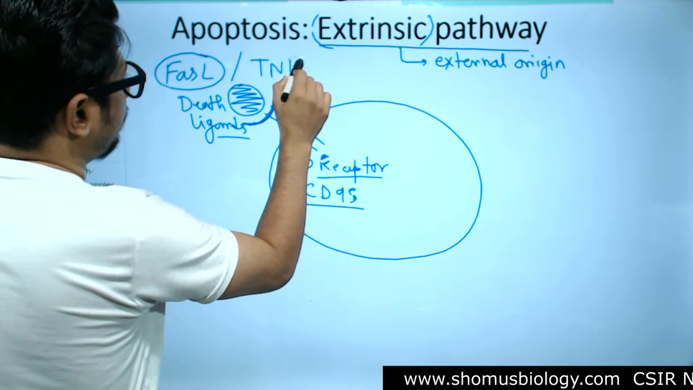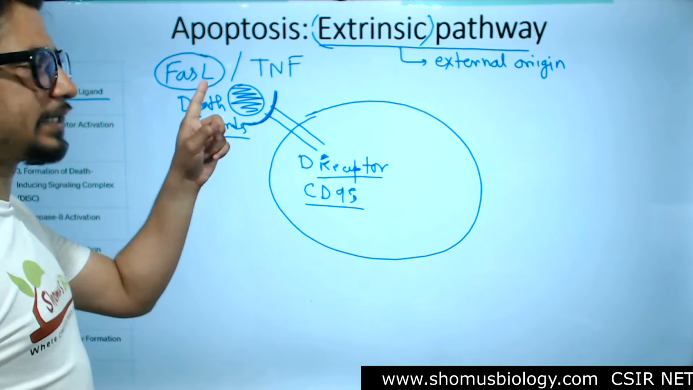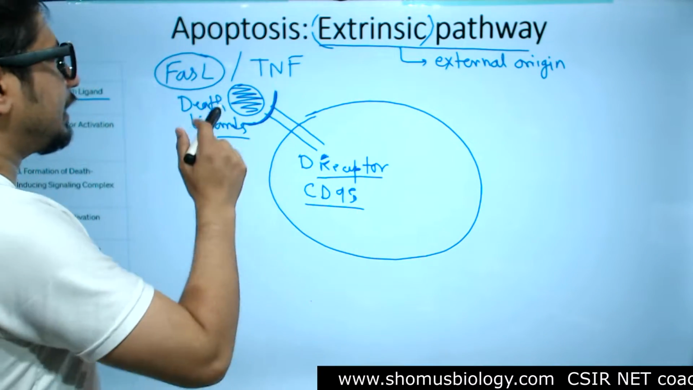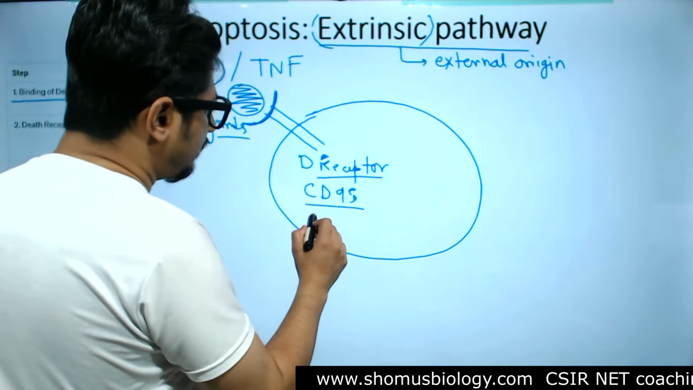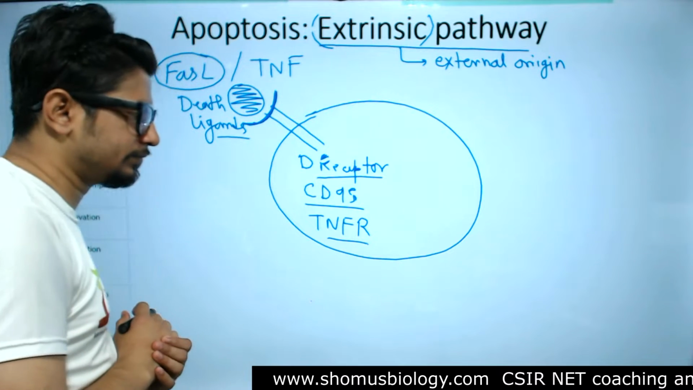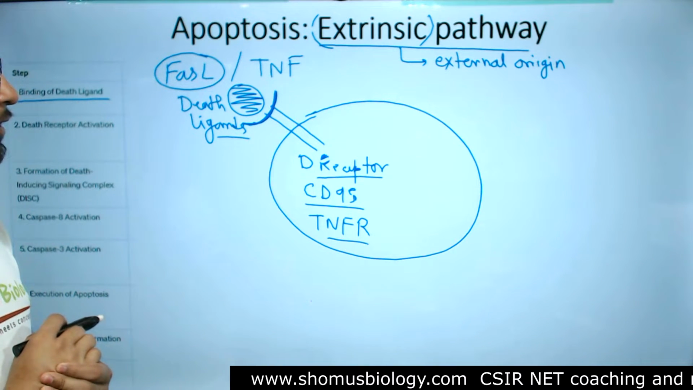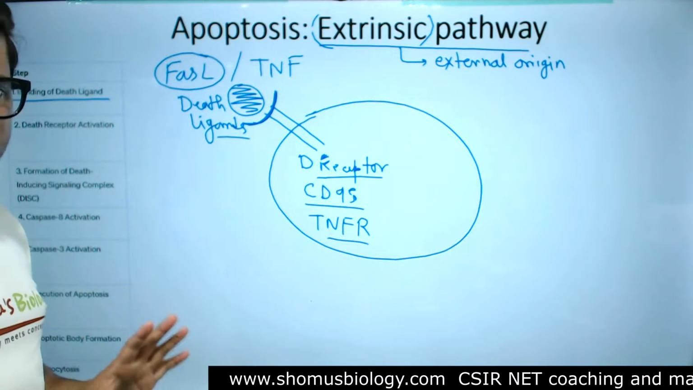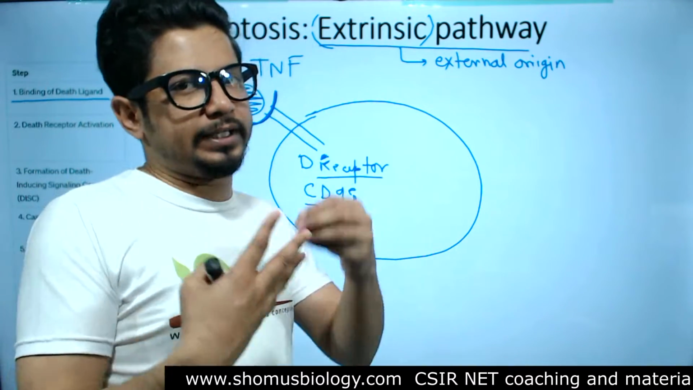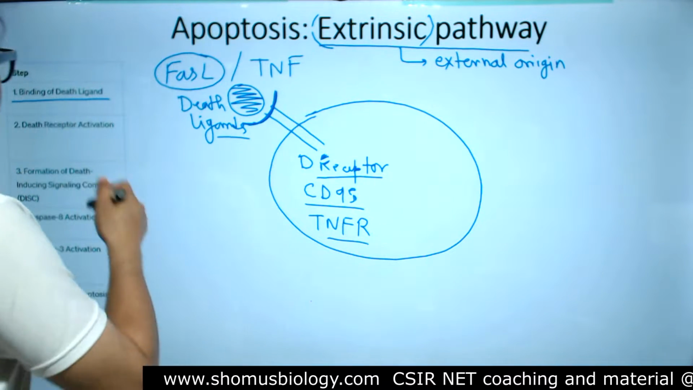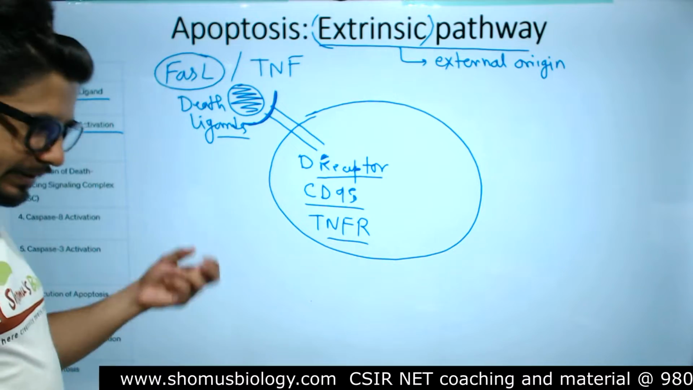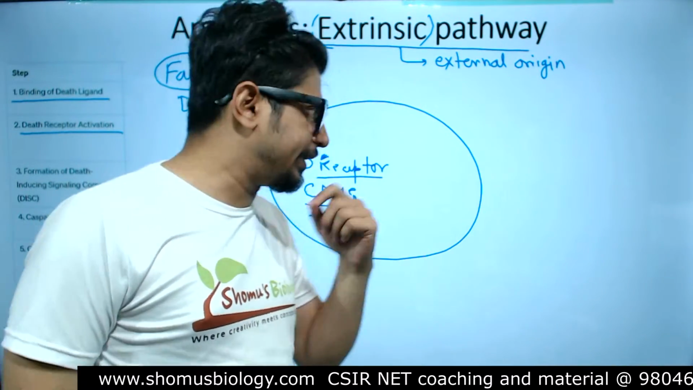Let's take another example. Tumor necrosis factor can act as a death ligand, and the receptor it will bind to is, for example, the tumor necrosis factor receptor. So these are examples of death ligands and death receptors. Clear? The idea is very simple: the death ligand is going to bind to the death receptor. The moment the death ligand binds to the death receptor, the death receptor will be activated.